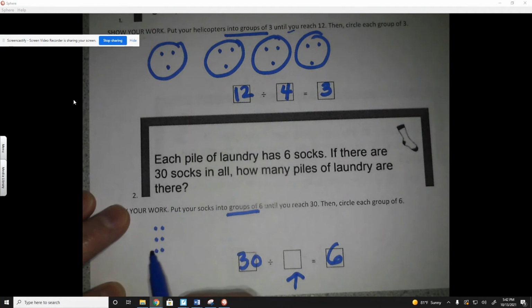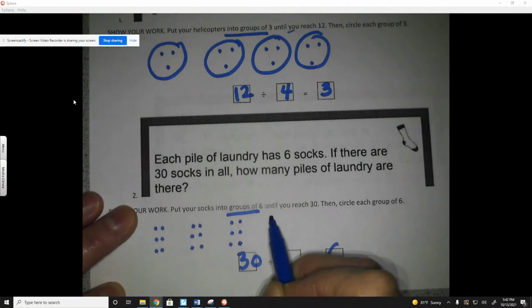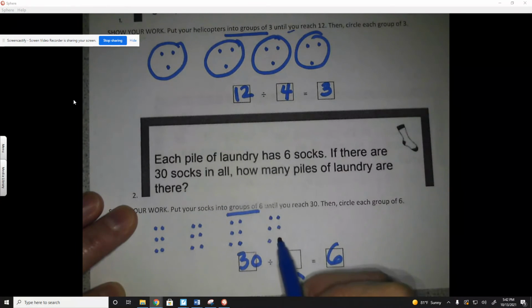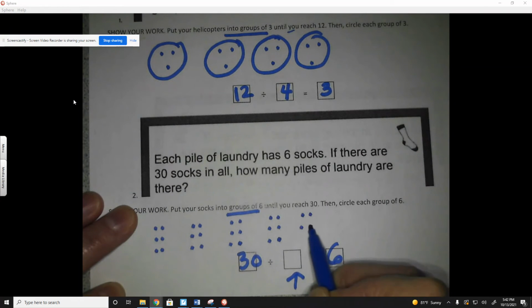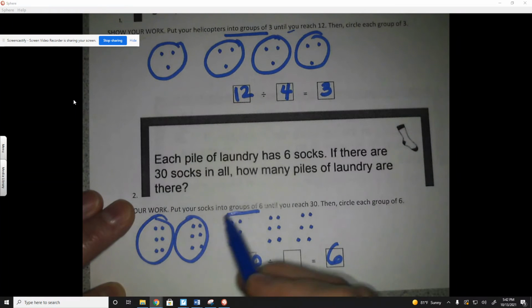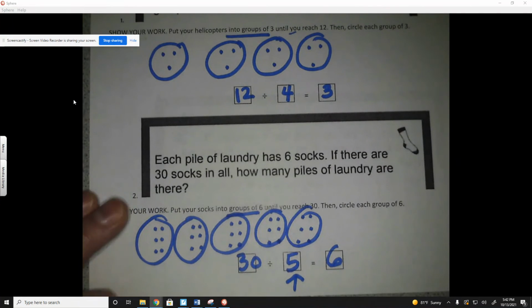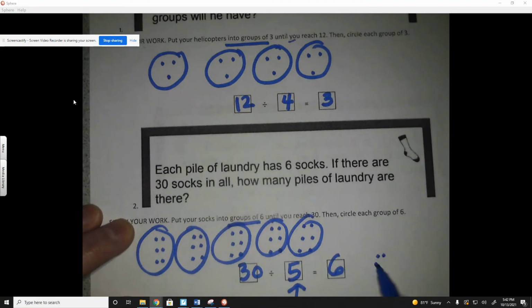1, 2, 3, 4, 5, 6, 7, 8, 9, 10, 11, 12, 13, 14, 15, 16, 17, 18, 19, 20, 21, 22, 23, 24, 25, 26, 27, 28, 29, 30. So 1, 2, 3, 4, 5. 5 groups of 6. 30 put into 5 groups means you're going to have 6 in each group. Give yourself a check or a smiley face.